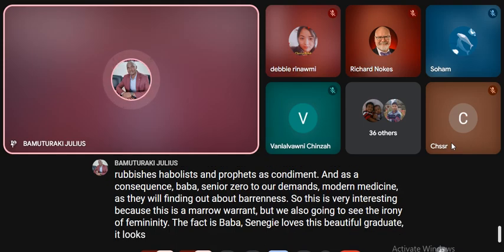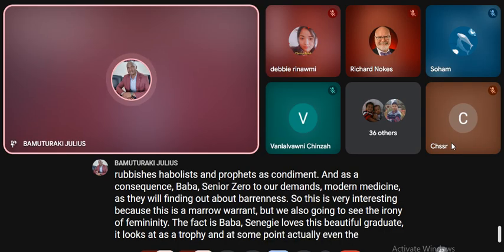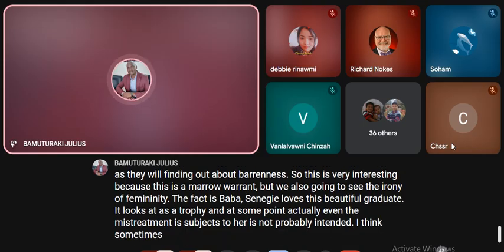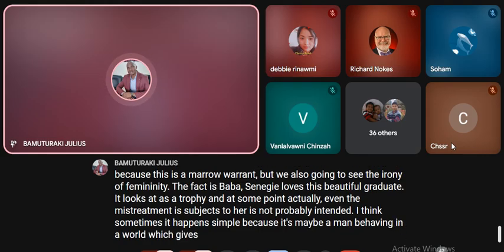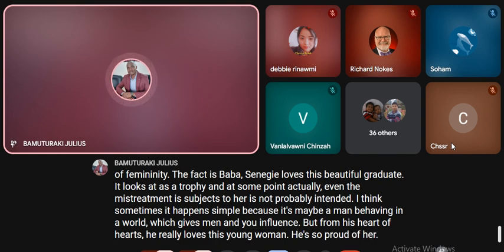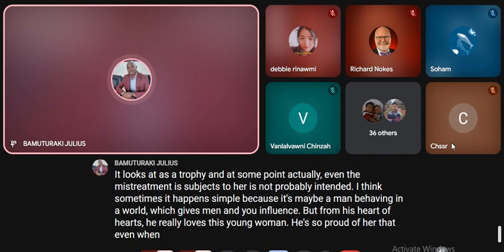He looks at her as a trophy, and at some point, actually, even the mistreatment he subjects to her is not probably intended. I think sometimes it happens simply because he's maybe a man behaving in a world which gives men undue influence. But from his heart of hearts, he really loves this young woman. He's so proud of her that even when he gets that bad counsel from friends, he simply listens to her.